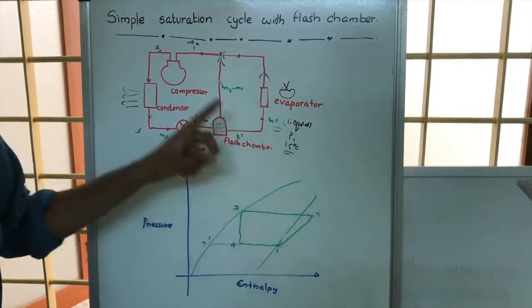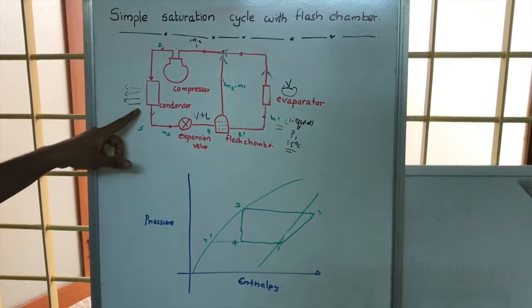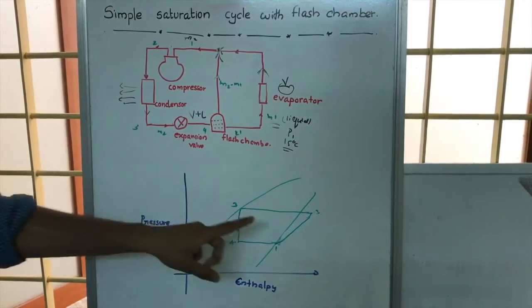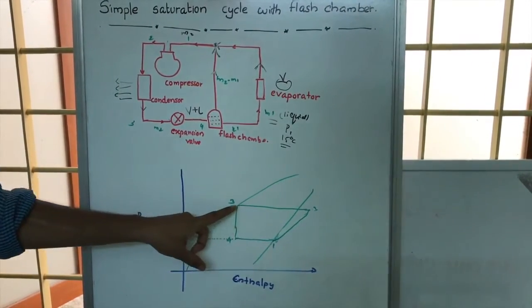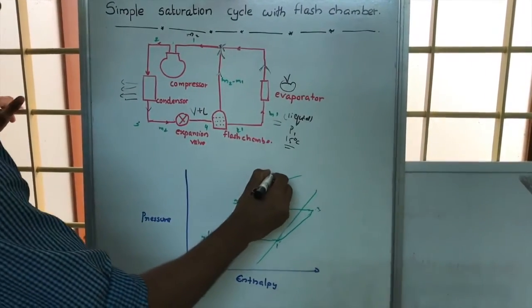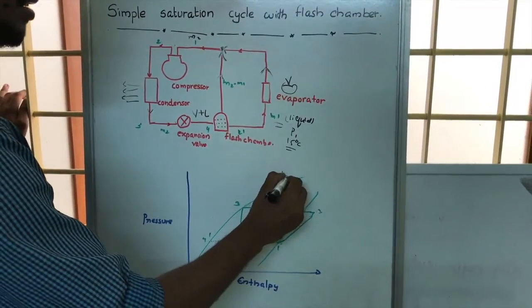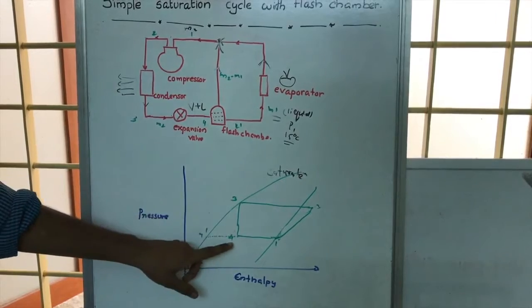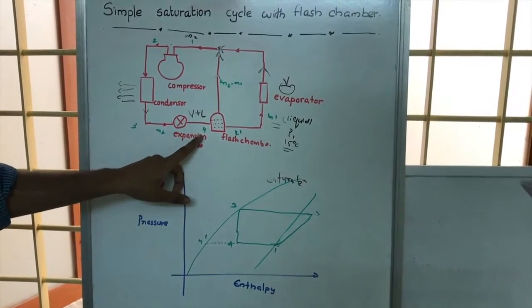So after compression, this is the 2-3 process, it is condensation. That means the entire vapor is changed into liquid. That is, from this 2 it reaches the 3, which is the saturation line. So here we are getting saturated liquid, and from 3 to 4 it is a throttling process, or expansion valve.